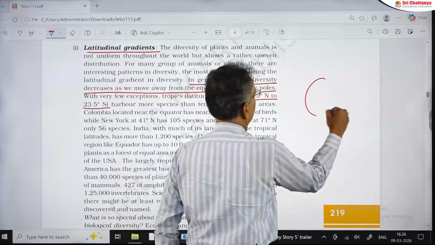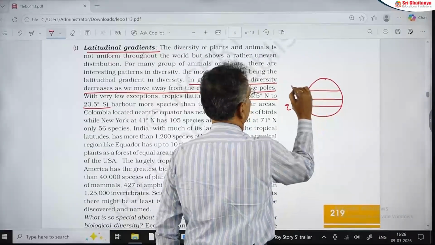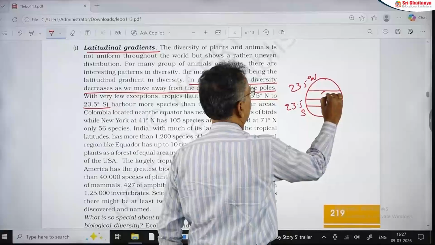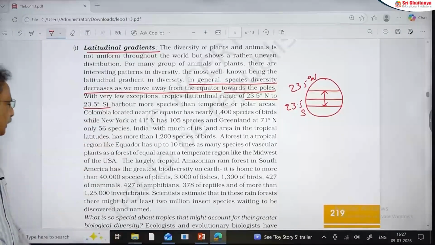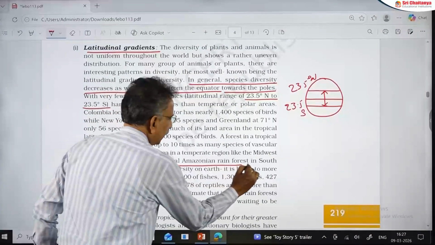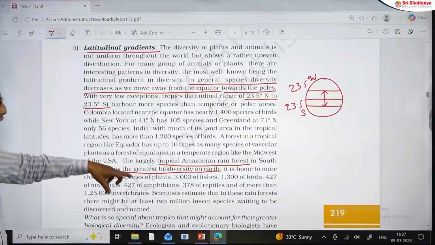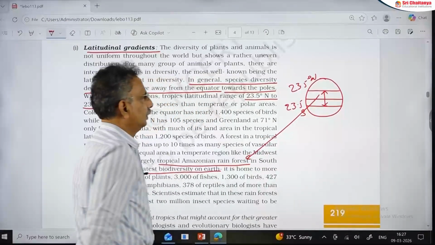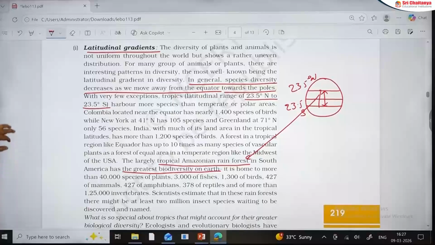Roughly, within the equator, 23.5 degrees north and south, obviously within this area the highest number of species are recorded. Accordingly, based upon location, Colombia and others fall in this area. However, the highest diversity is in the tropical Amazon rainforest, which has the greatest biodiversity on earth. The tropical Amazon rainforest falls within this region, and you have to remember that statement.